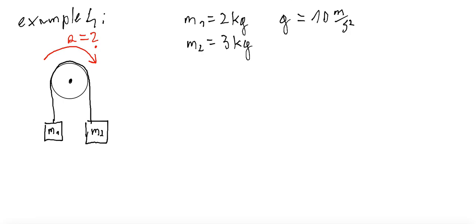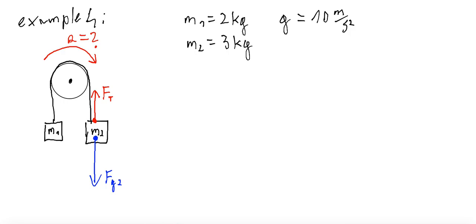Okay, so let's focus on mass m2. m2 experiences two forces: the gravitational force acting on mass m2, Fg2, and of course the tension of the string, something which stops mass m2, which slows it, is a tension. Okay, the tension arrow is a little bit shorter than Fg2, because the overall force acting on mass m2 must be directed down.